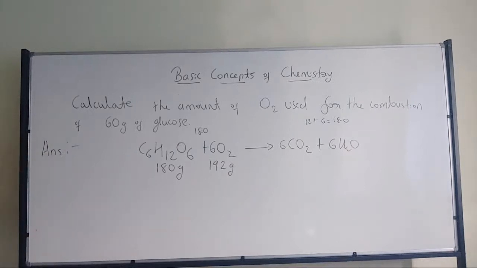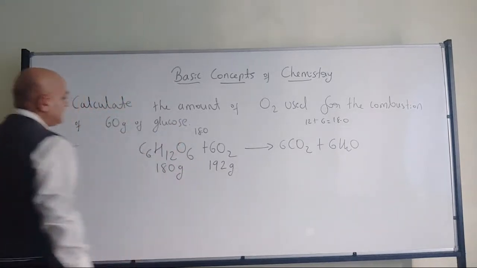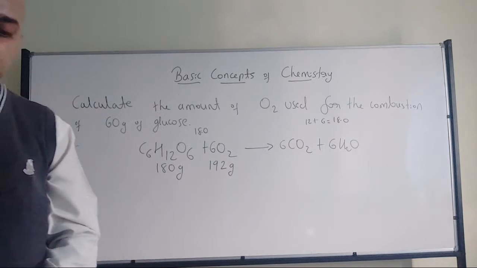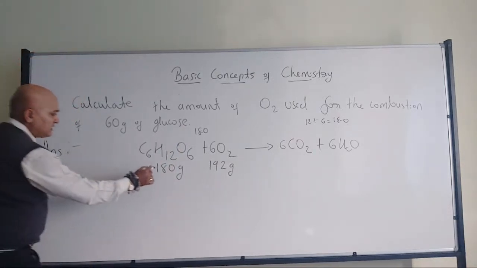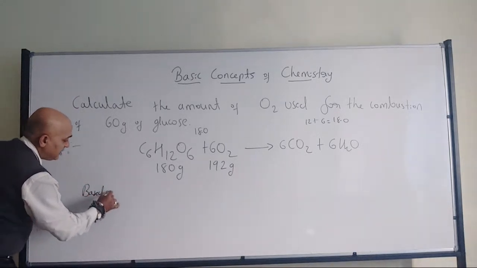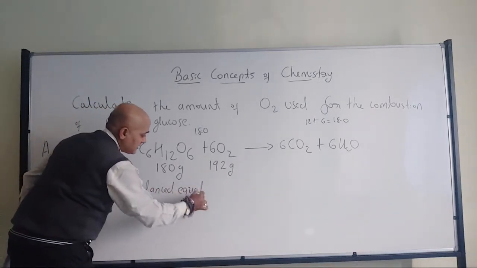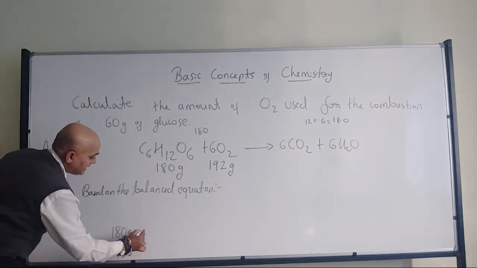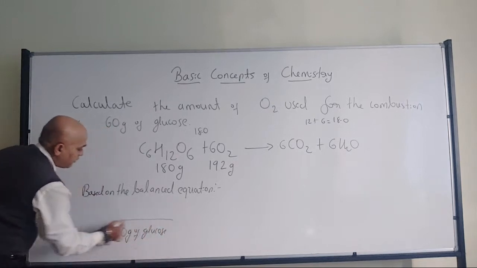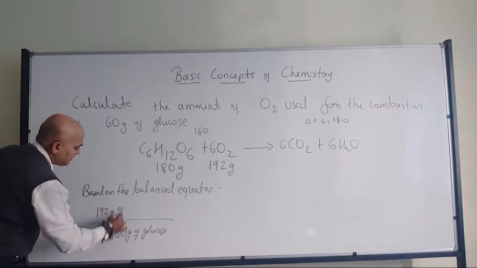Since they have asked about the amount of oxygen used for 60 gram of glucose, the right hand side I am not bothered about, because they are asking about oxygen and glucose, which are present on the left hand side. We have to find out the amount of oxygen required. Based on the balanced equation, we can tell that for 180 grams of glucose, 192 grams of oxygen will be utilized.